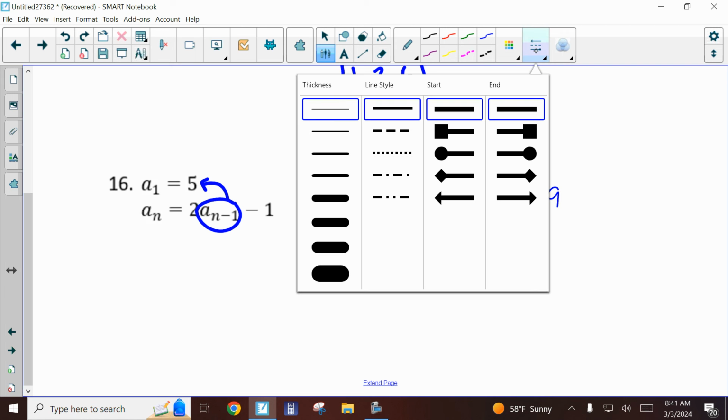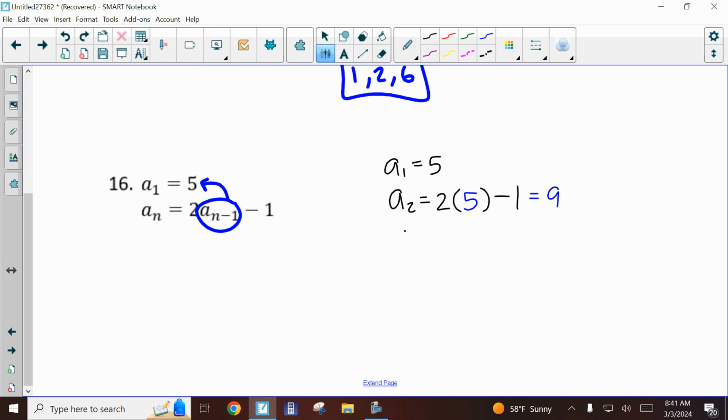Then I go back and do the pattern one more time. So A3 equals 2 times the previous answer. The previous answer was 9. So I put in a 9 there. So I end up with, what is that, 17? So the first 3 numbers in the pattern are 5, 9, and 17.